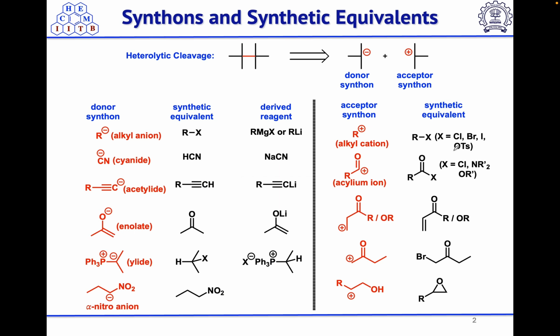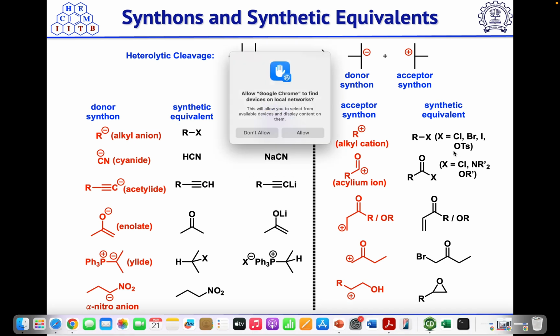So these synthons and synthetic equivalents are known in retrosynthetic analysis. Already we have discussed synthons and synthetic equivalents. So from where can we get synthons, and what are the synthetic equivalents of the corresponding synthons?